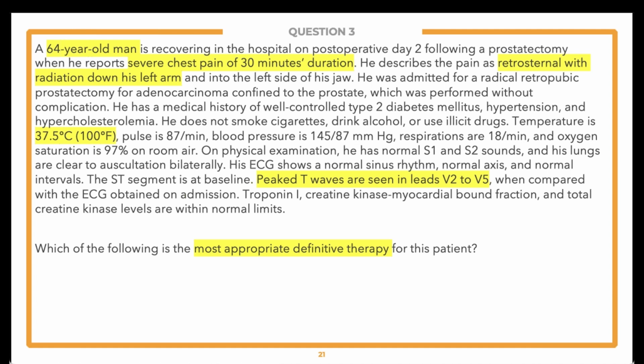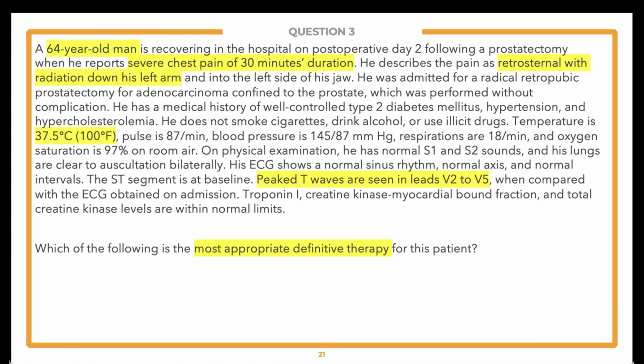He has a medical history of well-controlled type 2 diabetes mellitus, hypertension, and hypercholesterolemia. He does not smoke cigarettes, drink alcohol, or use illicit drugs. Temperature is 37.5, pulse is 87, blood pressure is 145/87, respirations are 18, and oxygen saturation is 97% on room air. On physical examination, he has normal S1 and S2 sounds, and his lungs are clear to auscultation bilaterally.